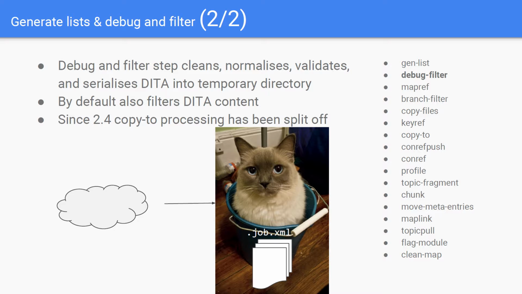And again, this does filtering, but now it does it with subject schemes. Of course, if you don't have subject schemes, it doesn't do it. Copy2 used to be part of this stage, but we took it out. Copy2 is still processed, it's just in a different place.